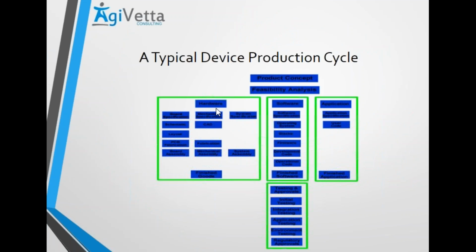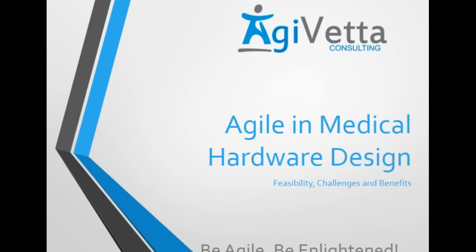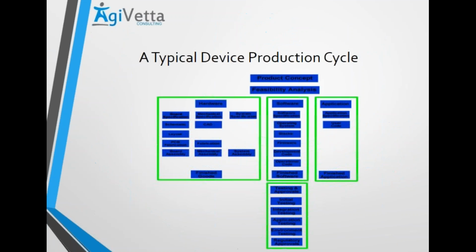So let's get started and talk about Agile in medical hardware design. So let's talk about a typical hardware design process. Now, a typical device design process, from both a hardware and software perspective, involves multiple layers as well as multiple phases which are involved in producing this.